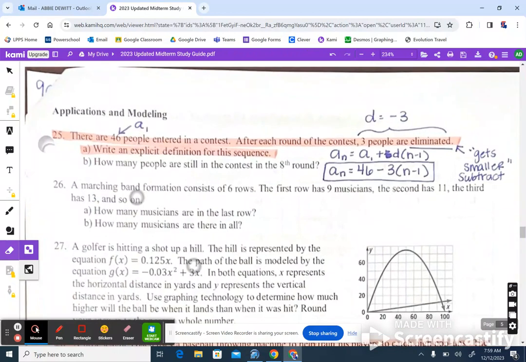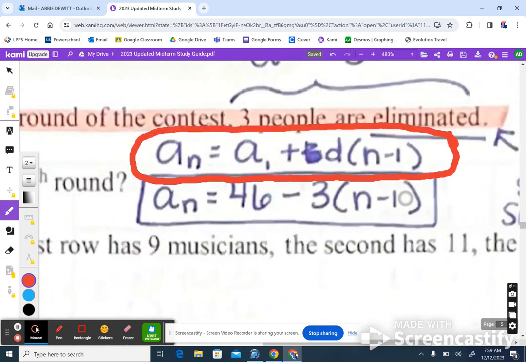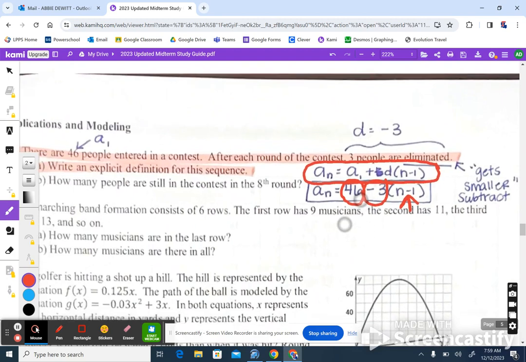Number 25. There are 46 people entered in a contest. After each round of the contest, 3 people are eliminated. Write an explicit definition for this sequence. The explicit definition is a sub n equals a sub 1 plus d times n minus 1. Okay, that is your explicit definition. You are going to replace your first term into the a1 spot, your common difference into the d spot. The n minus 1 is standard. It never changes. So where did that 46 come from?